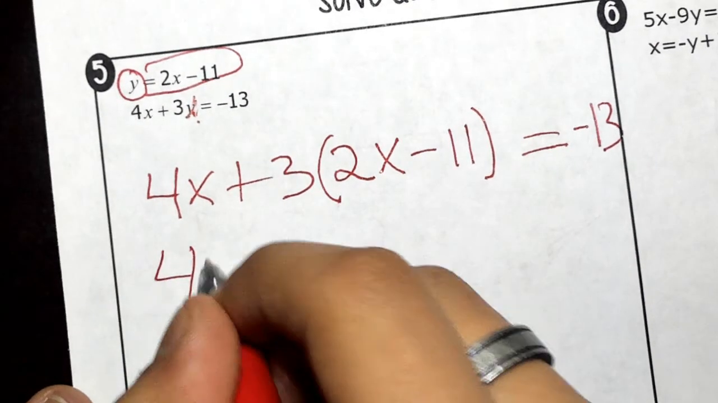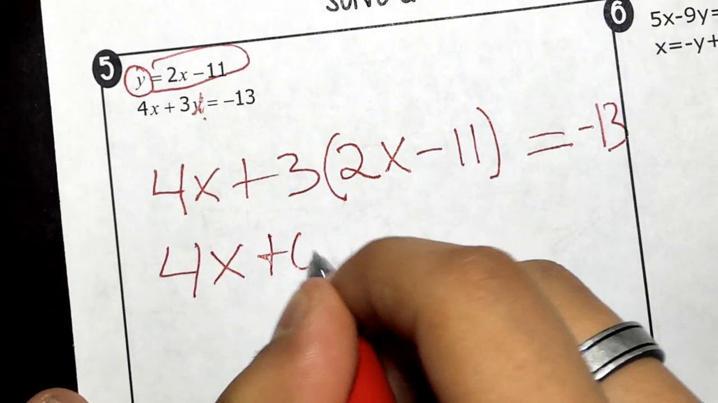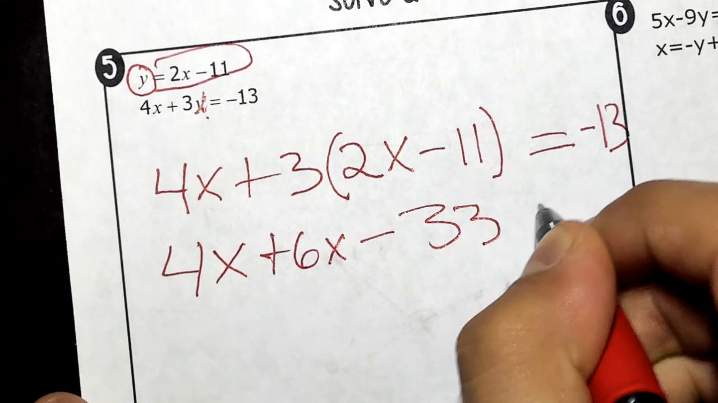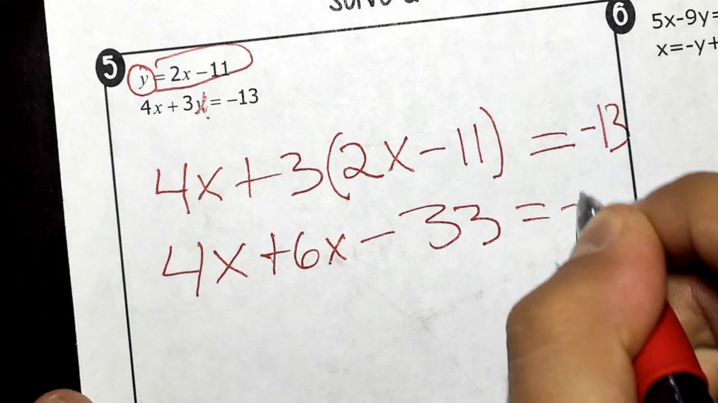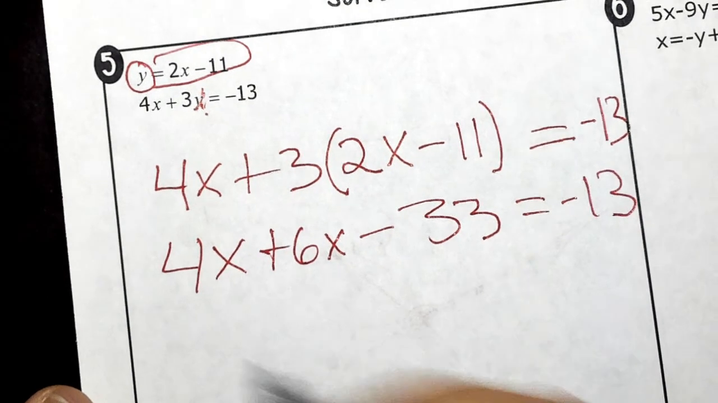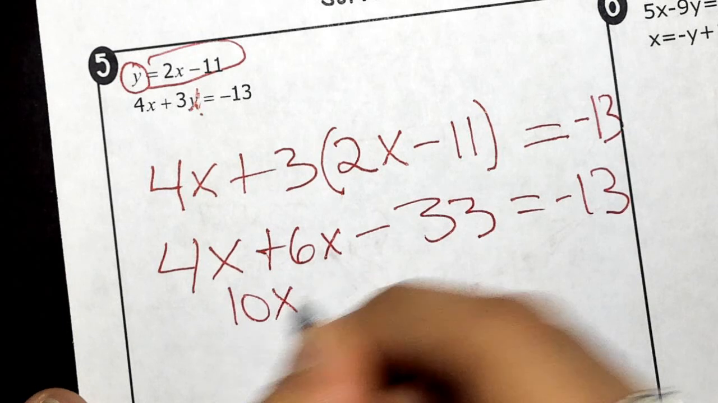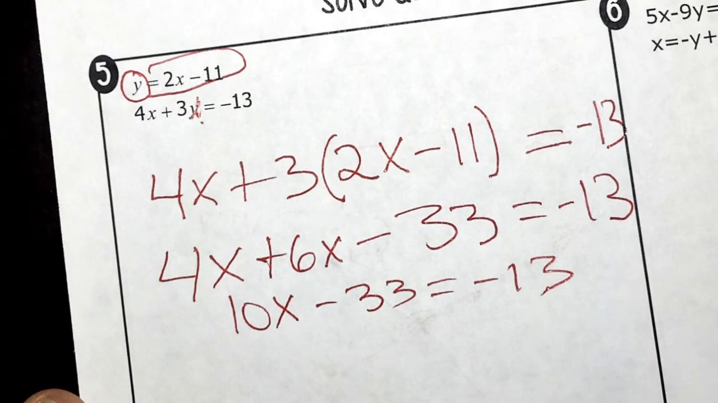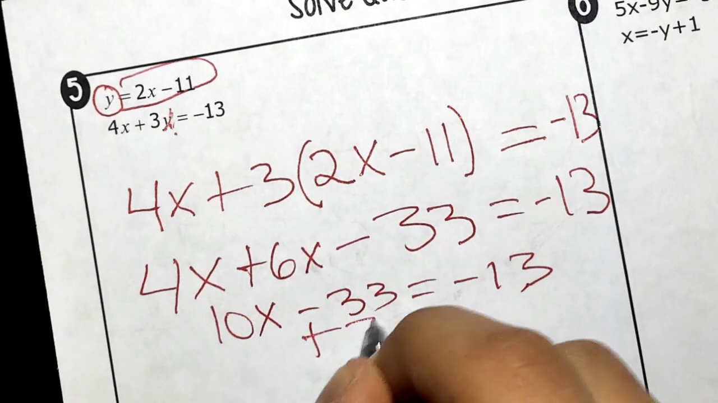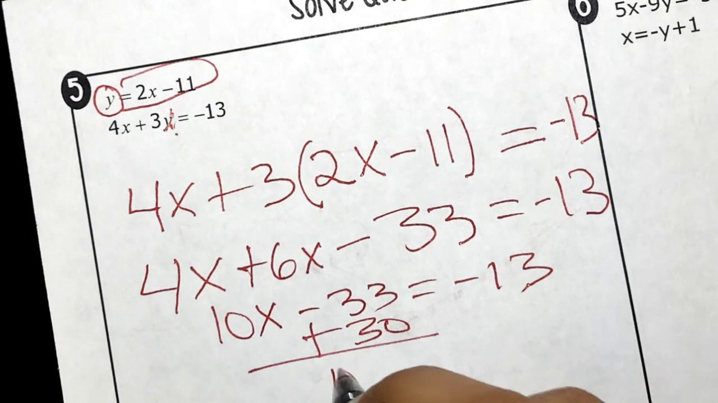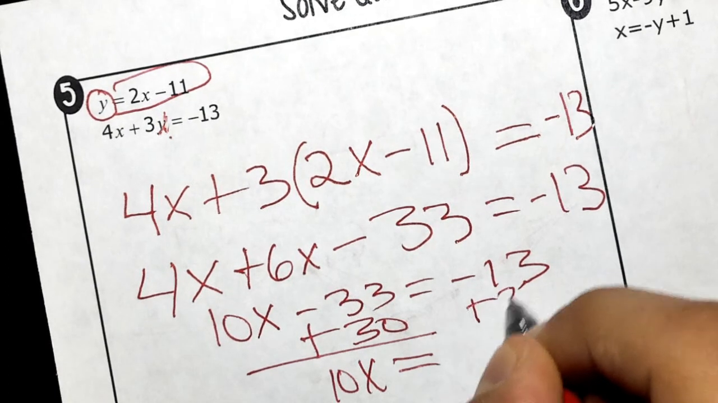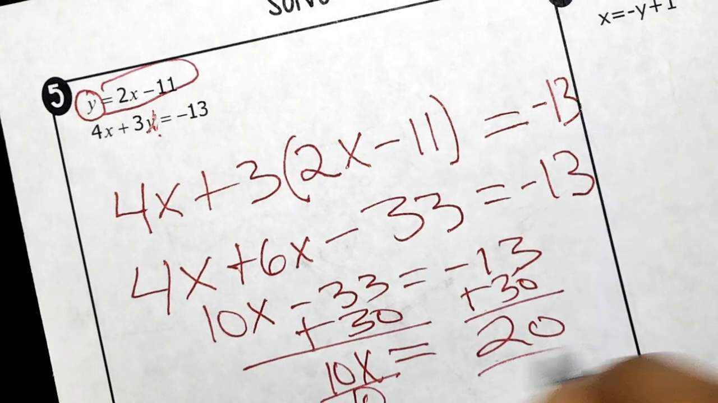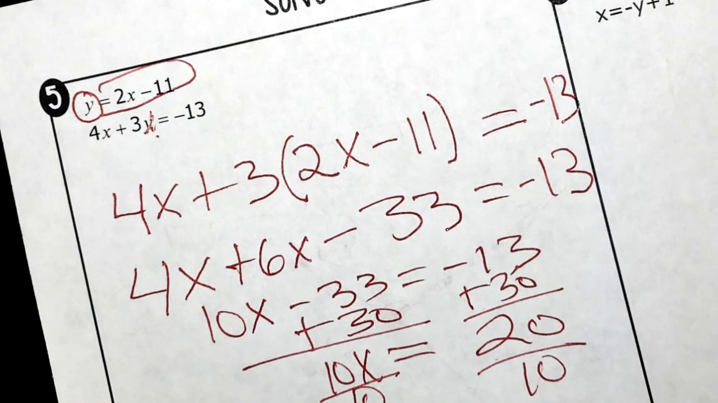So that'd be 4x plus 6x minus 33 equals negative 13. Now, let's combine like terms. That equals 10x minus 33 equals negative 13. Now, if we add the 33, it'd be 10x equals 20. And if we divide by 10, that'd be x equals 2.